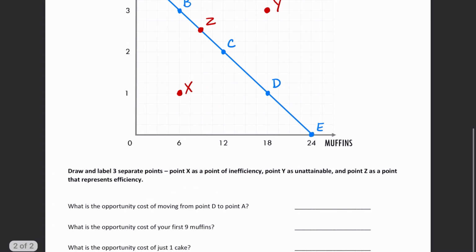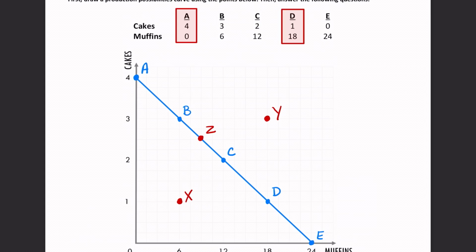Now, a few things to keep in mind with this. The direction that we move is incredibly important because we're moving from point D here to point A. And like I said, the direction matters. And the direction matters because whenever we're moving a certain direction, we're going to gain more of one item, but then we're going to be giving up some of the other. And remember, a cost is whatever we have to give up.